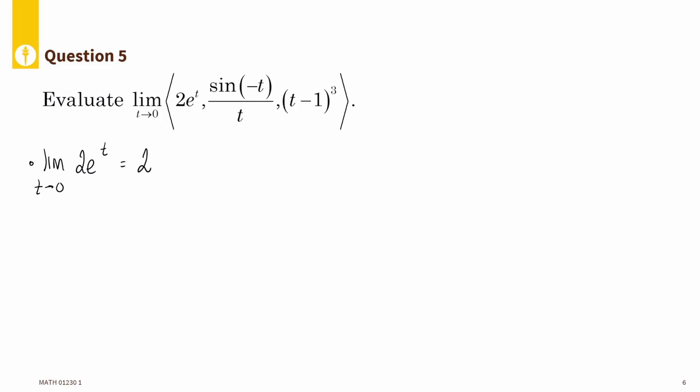That's the composite function theorem, which says as long as your function, in this case e to the t, is continuous at that point, whatever you're approaching, then you can pull the limit inside the function. So it's e to the limit as t approaches 0 of t, which is 0. 2e to the 0, 2 times 1. That's what allows us to do basic substitution for any function.